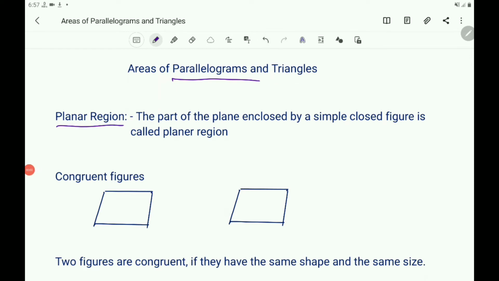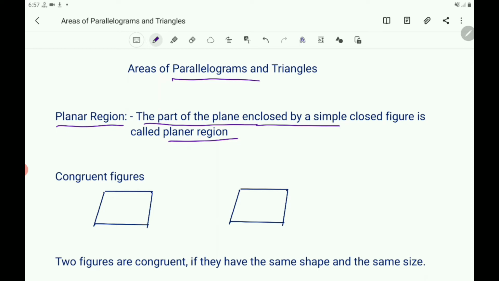Then what is a planar region? The part of the plane enclosed by a simple closed figure is called a planar region. The magnitude or measure of the planar region is called its area.